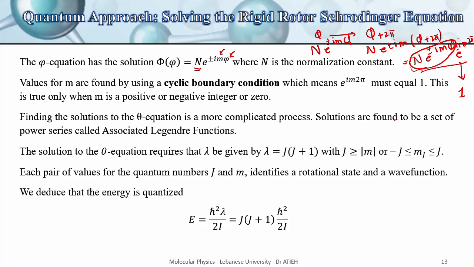The theta equation is more complicated. Solutions of the theta equation are related to associated Legendre functions. This course is not going to deal with the solution of the Schrödinger equation in detail. We are only interested in the energy levels, or rotational energy levels, of a diatomic molecule, and we're going to understand their spectra and not more than that. So back to our theta equation.